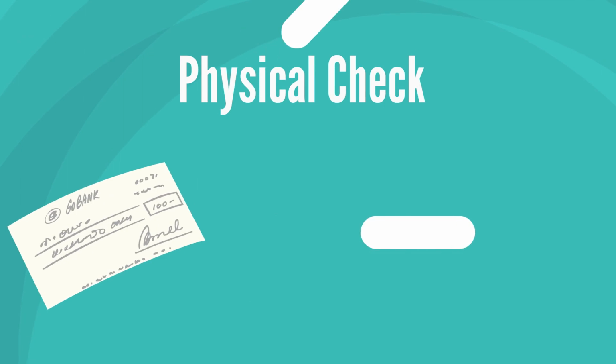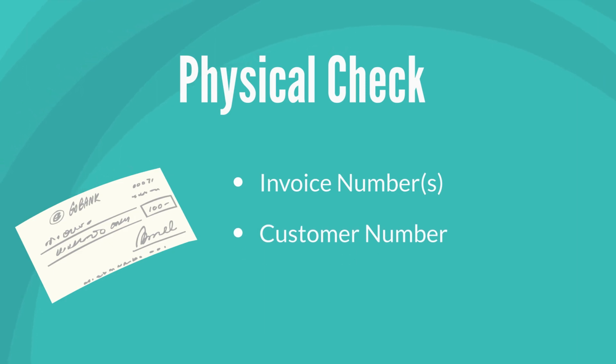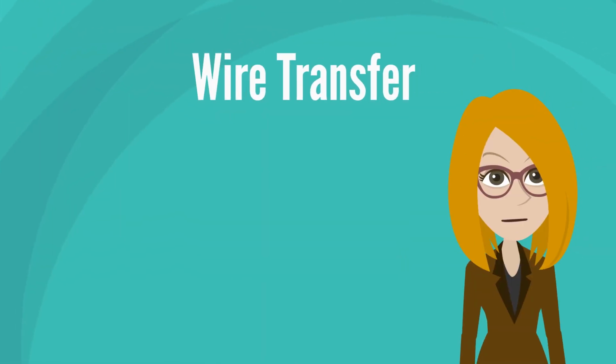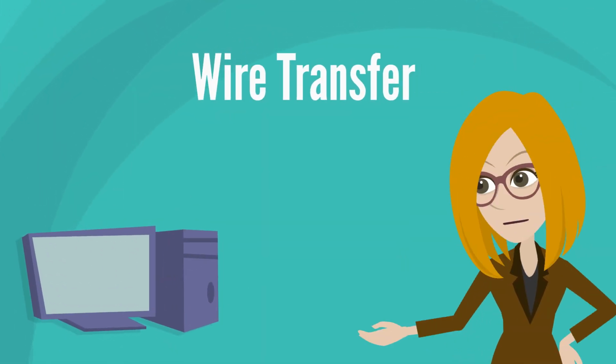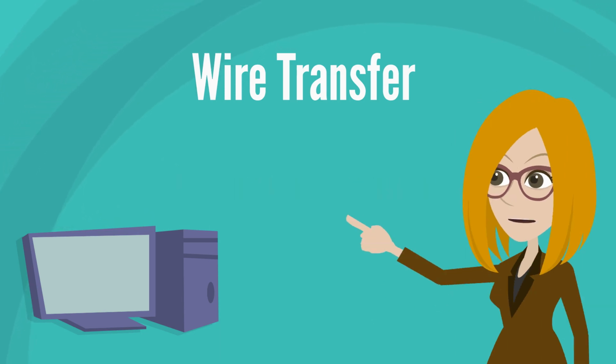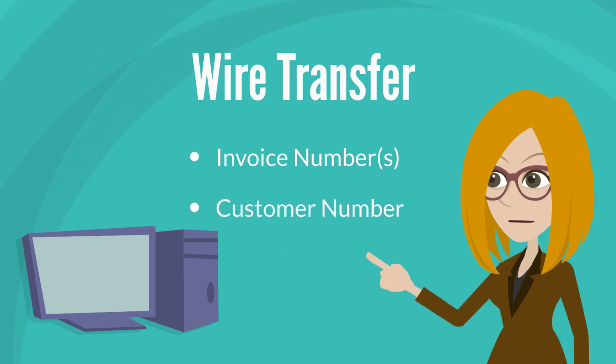You may also pay using a physical check. If you choose this option, please include the invoice numbers being paid and your customer number in the memo line on the check. Checks can be sent to either our physical address or post office box. A third payment option is wire transfer. If you want to use this option, email me for specific instructions. Please remember to include the invoice numbers being paid and your customer number in the wire transfer reference field.